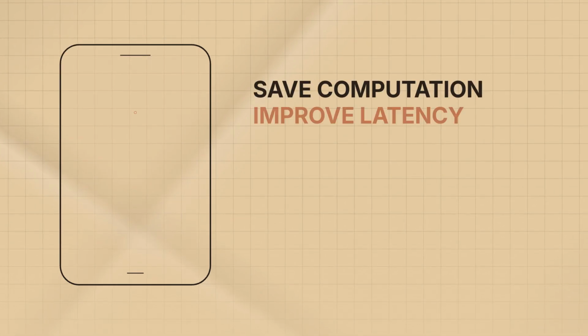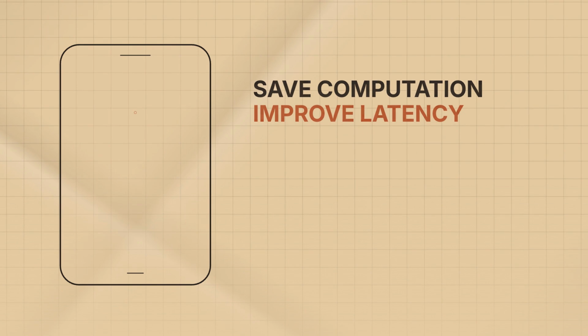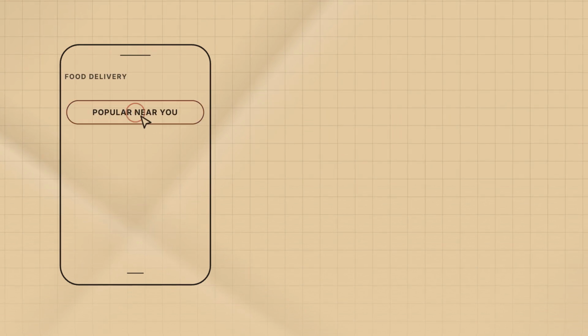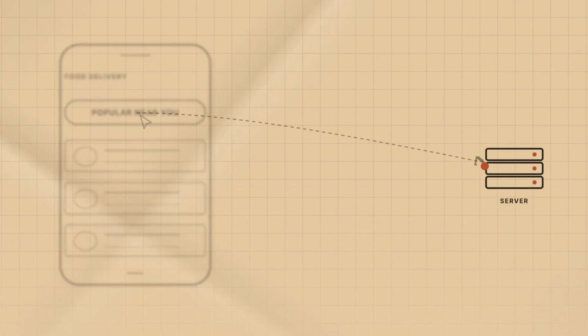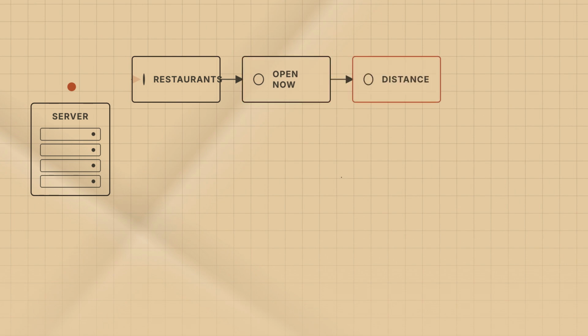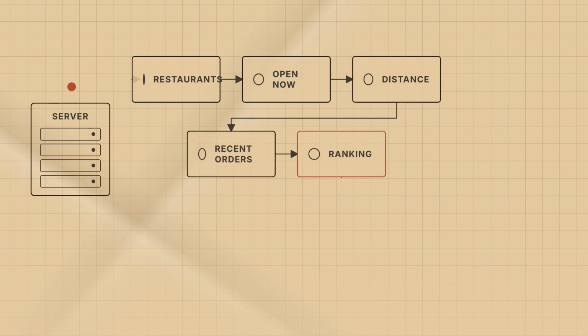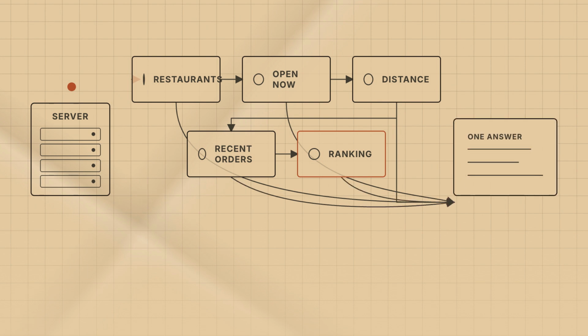One of the most important concepts for saving computation and improving latency in software is caching. Imagine opening a food delivery app and requesting the most popular restaurants near you. To produce that answer, the server may need to find nearby restaurants, check which ones are open, calculate their distance, count their recent orders, and rank the results. That can require significant computation, calling multiple microservices and querying several data stores.